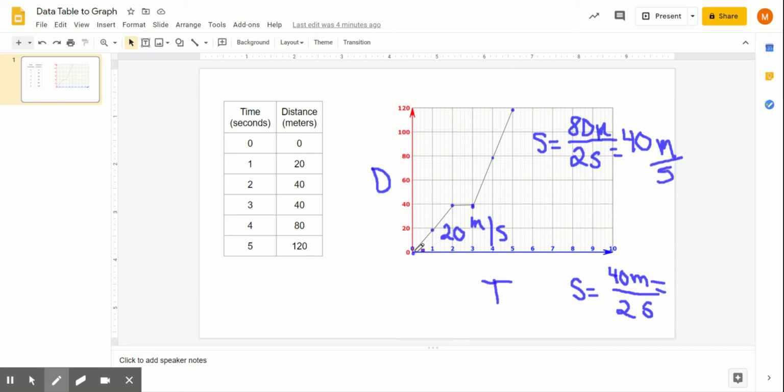So that matches. Everything looks good to me. I can calculate the average speed from here to here. I know the object was not moving right here. I can calculate the average speed from here to here. This is a much steeper looking line, so I know that the object should have been going faster here than it was here, and it was. It was going 40 meters per second right there, and it was only going 20 meters per second right there. And so that's how you take a data table and make it into a graph.